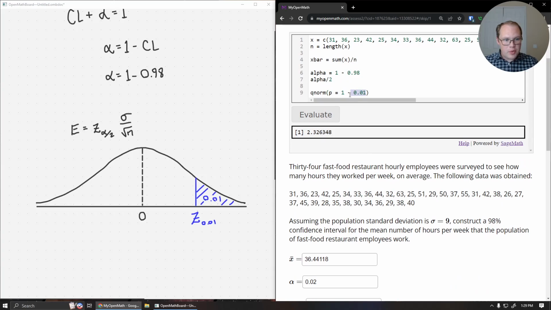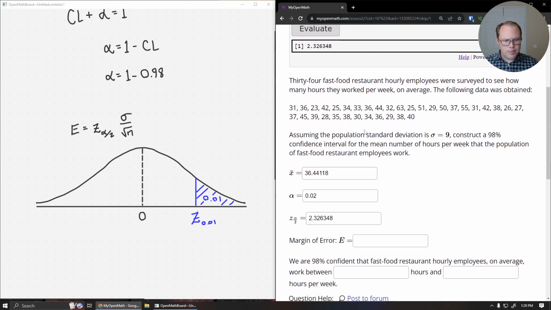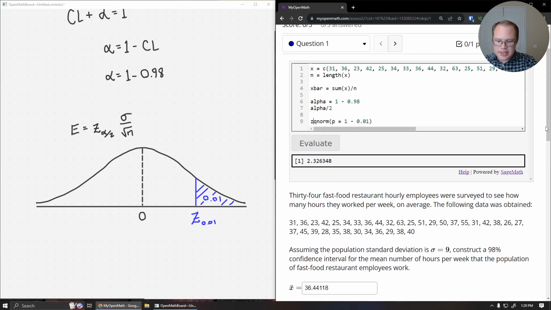By the way, if you want to be a little bit lazier, you could just write alpha over 2 here. That will also work. It gives you the same thing. So you could either put in exactly what alpha over 2 is, or just type alpha over 2 and let the computer do the hard work. So we have our z alpha over 2, which means we are ready to calculate our margin of error here. I'll just call this z. If you really want to, you can call it z sub 0.01 or something, but it's the only z we're dealing with, so I'll just call it z for simplicity.